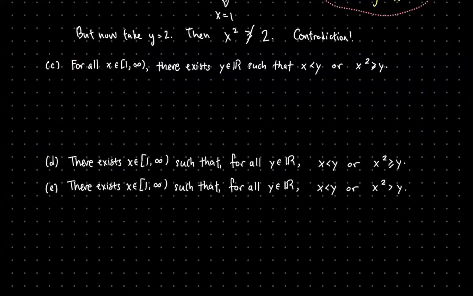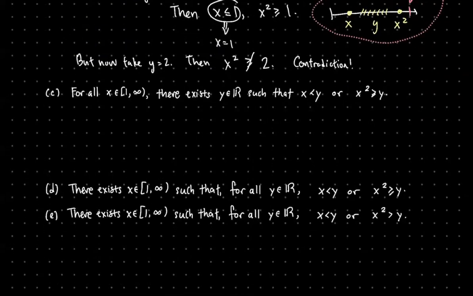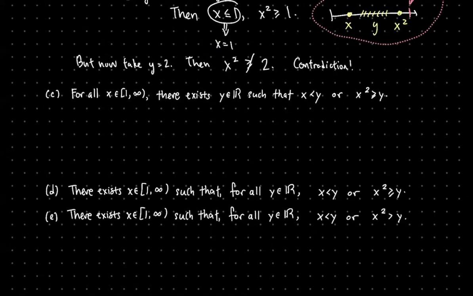So for C, people are saying it is... B people thought was true. It's definitely not true. For B, for every real number x, there exists a y such that, this is different, x is strictly less than y, or x squared is greater than or equal to y. Let's see. So is this true or false? 50% of the votes say it's true.